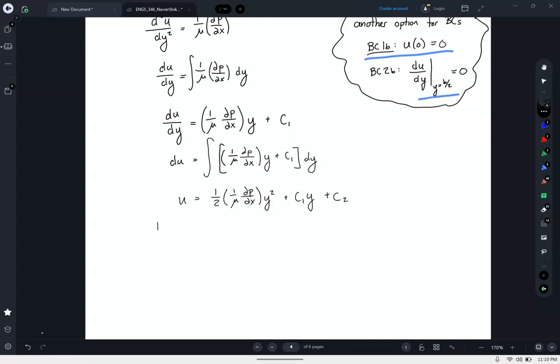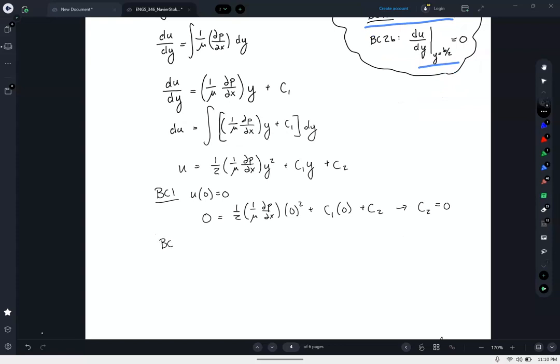Now we apply our boundary conditions. Our first one is that we're 0 at the bottom. So we can plug that in. 0 equals 1/2 1 over mu dp dx. You maybe can see what the answer is going to be, but we'll just do it all out in longhand. Then we're going to solve this equation for c2. We plugged in 0 for y, we plugged in 0 for u because that's what our boundary condition said, and this says that c2 must be 0.